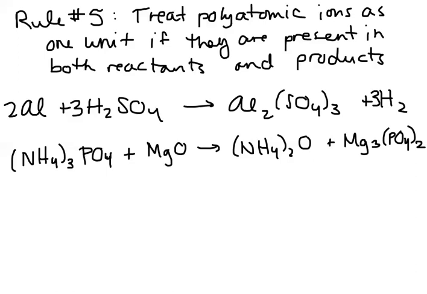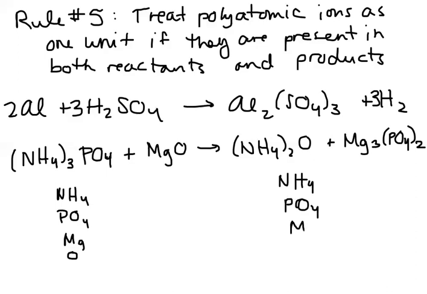As we said, it's going to be NH4, PO4, Mg, and O. Those are the things we're going to balance. So we started out with 3 NH4s and 2 NH4s and 1 PO4 and 2 PO4s and 1 and 3 and 1 and 1. So in this case, we don't have anything by itself, so we're just going to start from the left. How am I going to balance the NH4s?